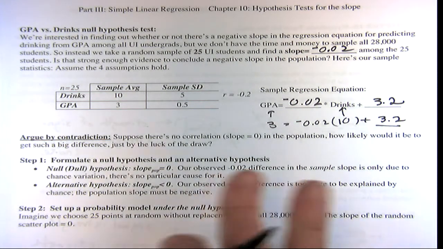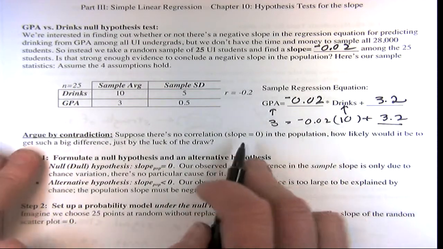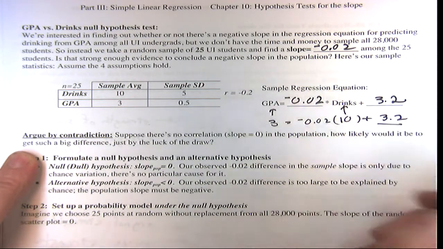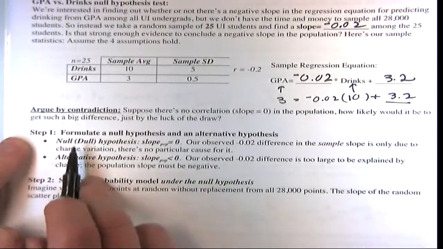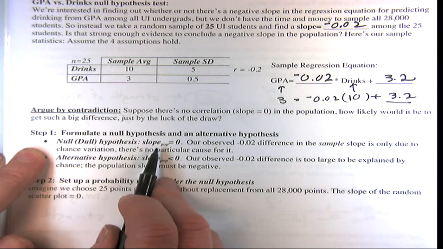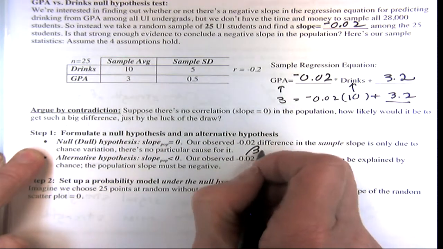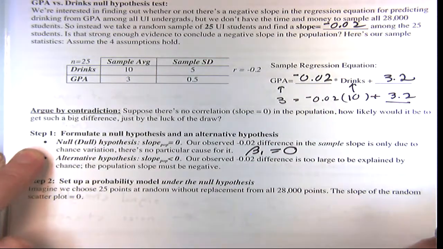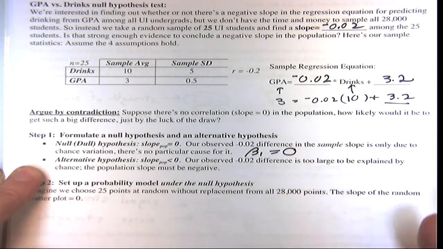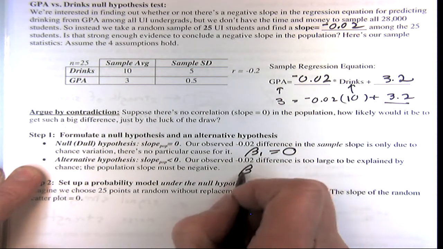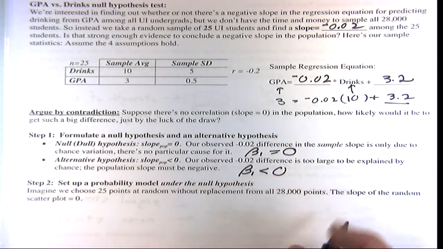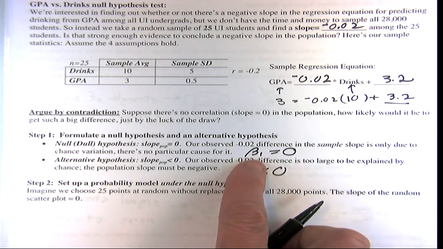All right, so we're going to argue by contradiction. Suppose there's no correlation, that the slope really is equal to 0 in the population. How likely would it be to get this big a difference from that just by the luck of the draw? You formulate a null and an alternative hypothesis. The null is the dull hypothesis that the slope of the population equals 0. Another way to write it would be beta 1 equals 0, the Greek letter. And the alternative is that our observed difference is too large to be due to chance. It must reflect a real negative slope in the population. That's our population parameter.